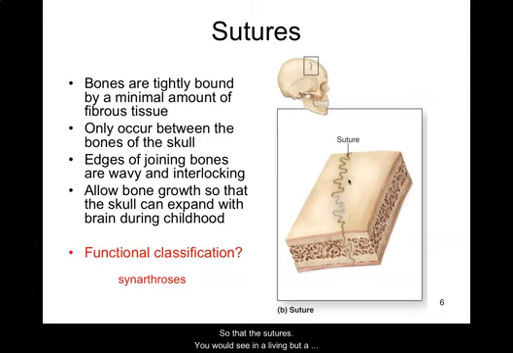So that's the sutures. You would see in a living skull a thin line of dense, regular connective tissue. We call that a ligament sheath located between the interlocking connections of these neighboring bones at the position of a suture.